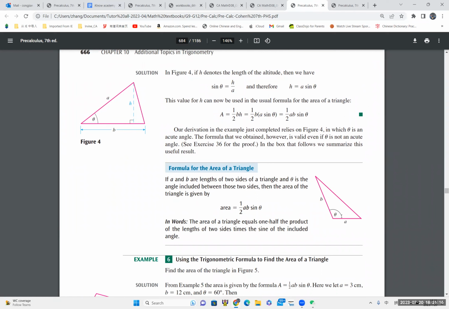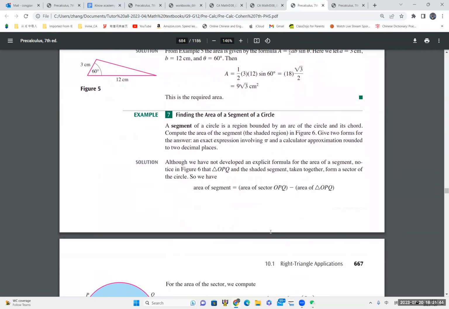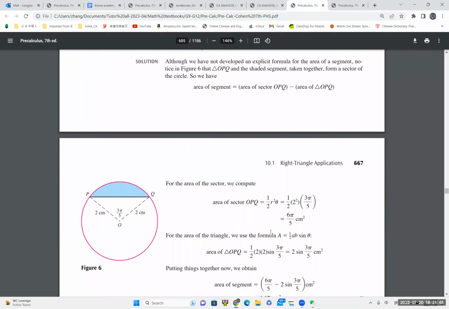Either theta is acute or, let me see, how about if it's a right angle? When it's a right angle, sine theta just equals 1, so it's still good, right? So never mind whether theta is acute, right, or obtuse. This formula is always true.